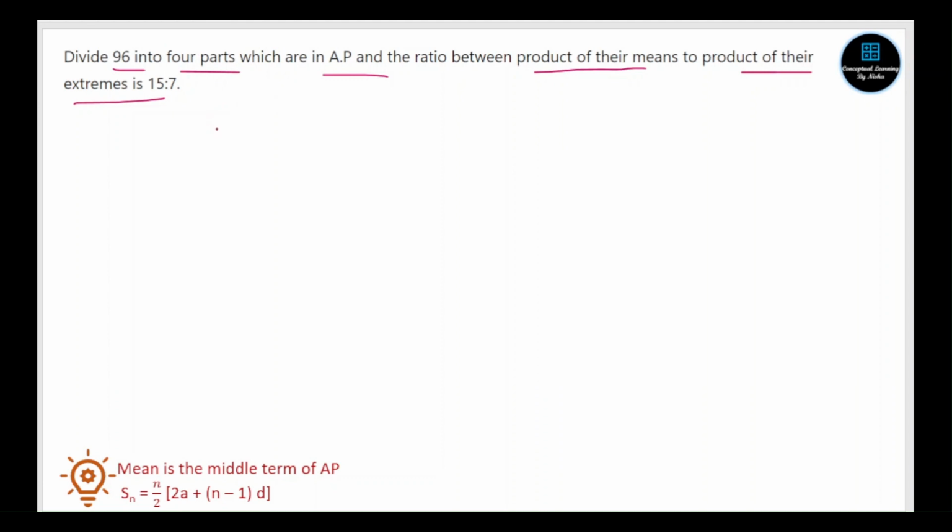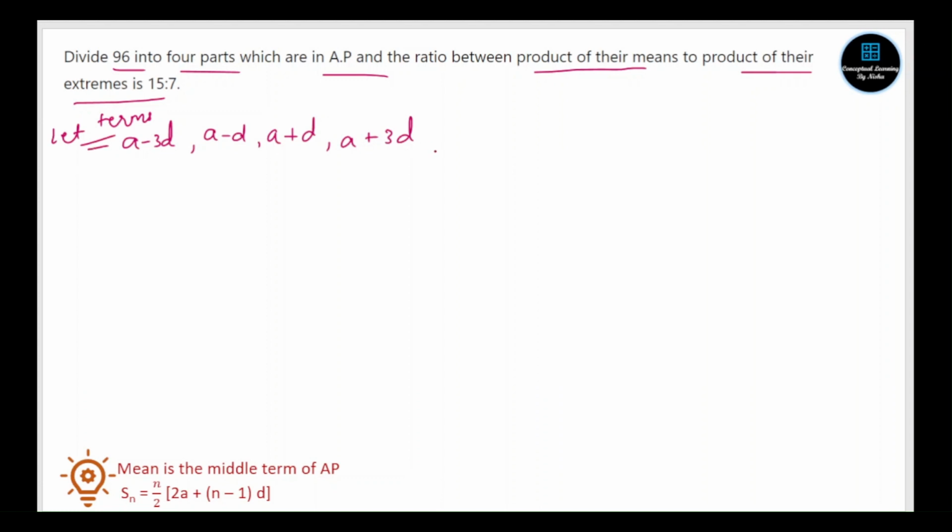Whenever we talk about an even number of terms, I'll just take them as a minus d, a plus d. These are the 2 middle terms. Then a minus 3d here and then a plus 3d. See, this is the trick you can use to write 4 consecutive terms. So these are the terms.